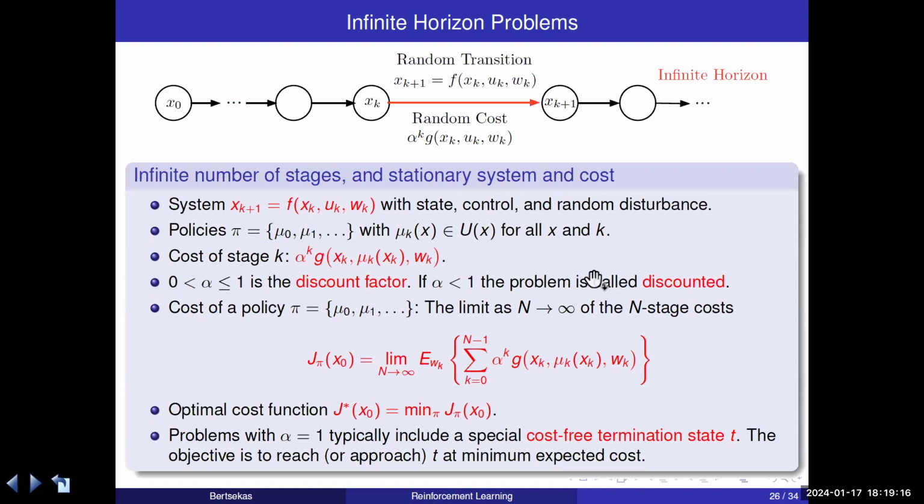In our presentation, we're going to focus on the easiest case, which has a nice theory, discounted problems. We're going to touch upon stochastic shortest path problems a little bit here and there. Now, are there any questions about the formulation?